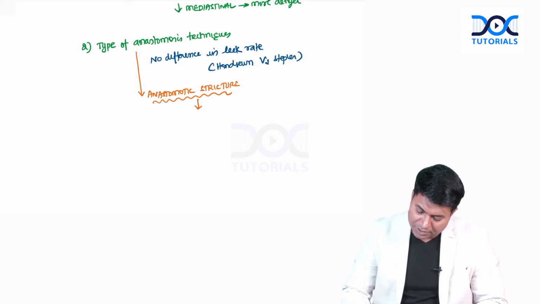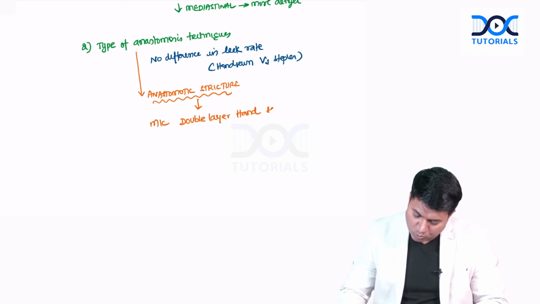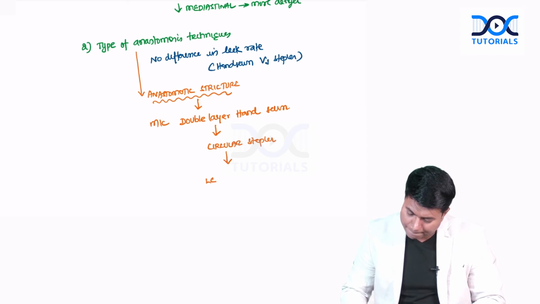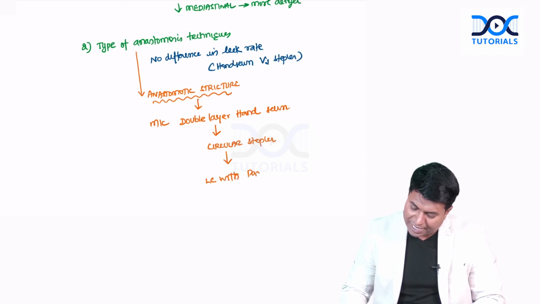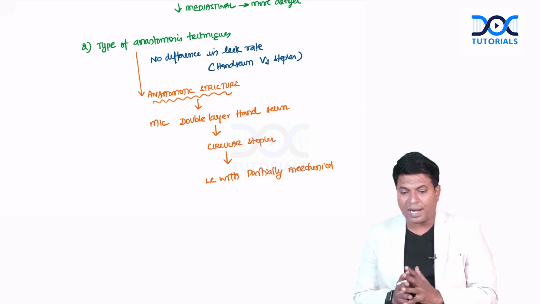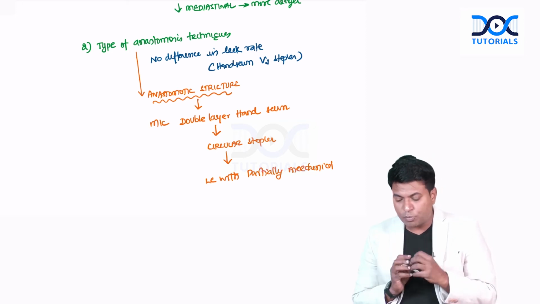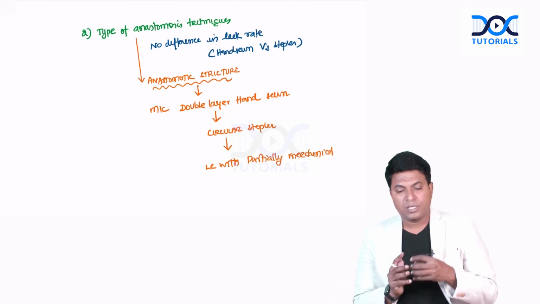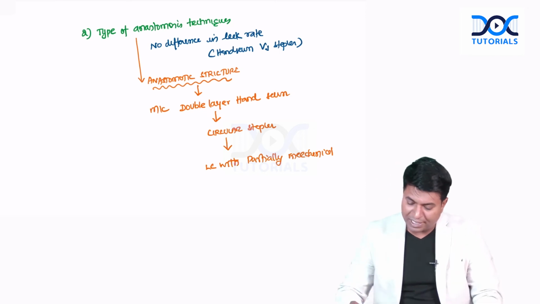It is more common with double layer hand-sewn anastomosis, followed by circular stapler anastomosis. Least common with partially mechanical stapled anastomosis. So, based on the anastomotic techniques, we have various incidences of anastomotic stricture. It is more common with the hand-sewn double layer technique.